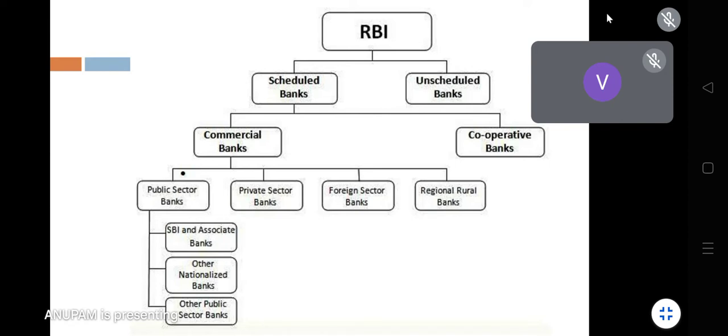So I think all of you are clear now about all these types of banks. Okay. So we'll go forward. Just we'll move to the next slide.